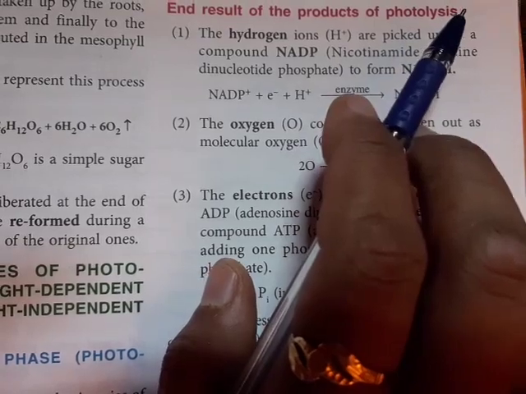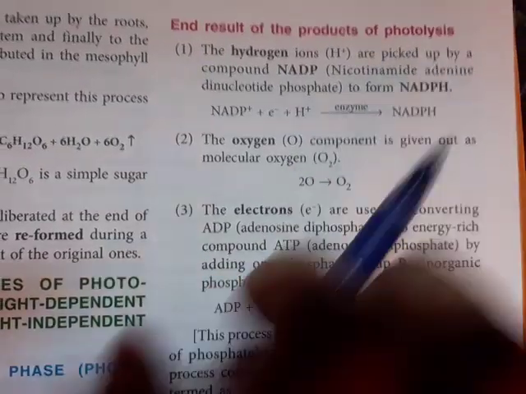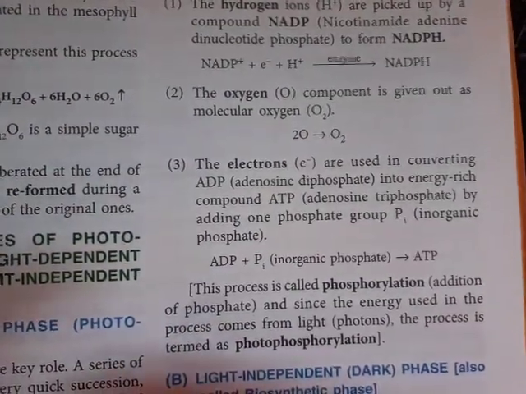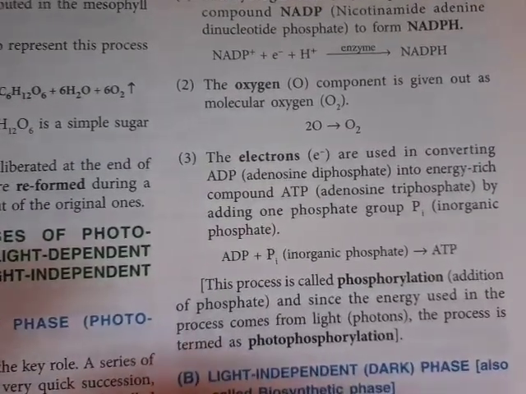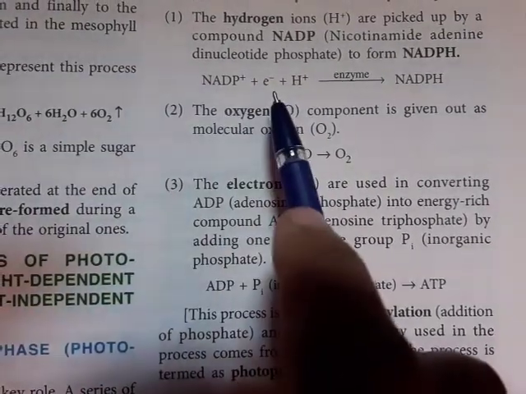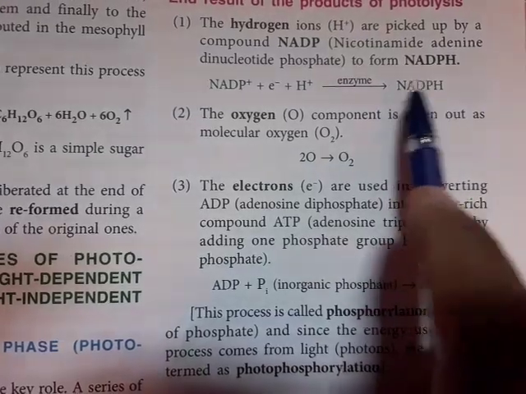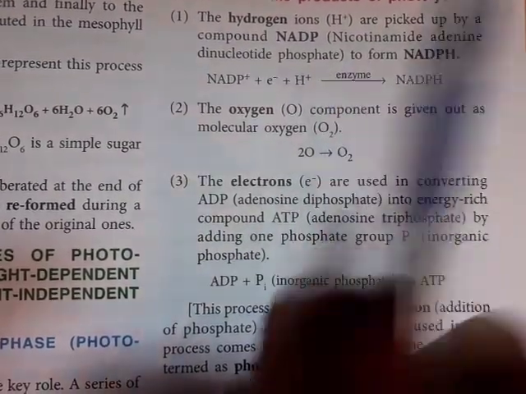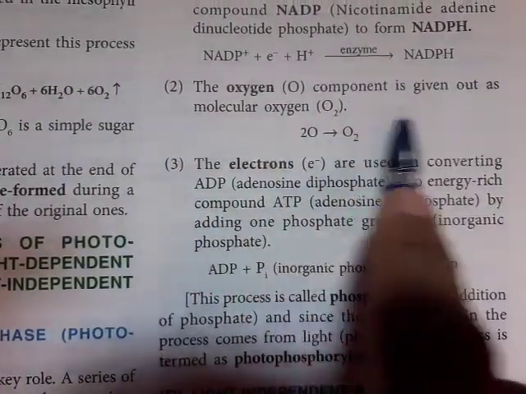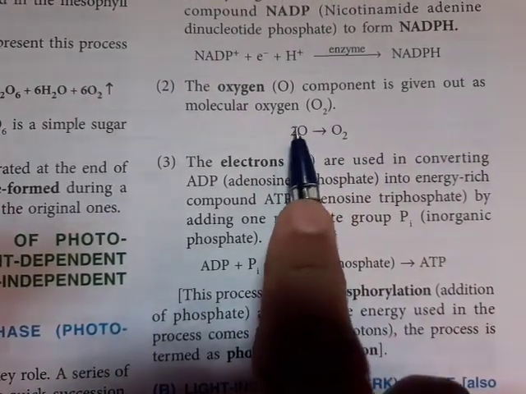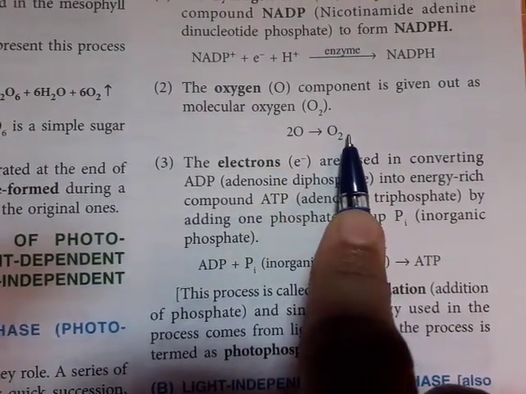Photolysis is occurring in the grana, that is the splitting up of the water to form hydrogen ions and oxygen ions. And then we have NADP plus electron plus hydrogen giving us NADPH in presence of an enzyme. Then the oxygen component will be given out as molecular oxygen. So 2O is given out as molecular oxygen.